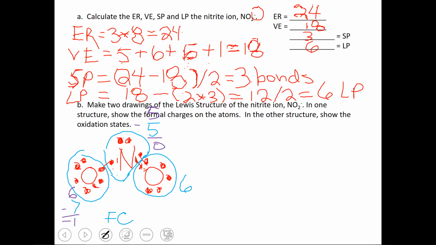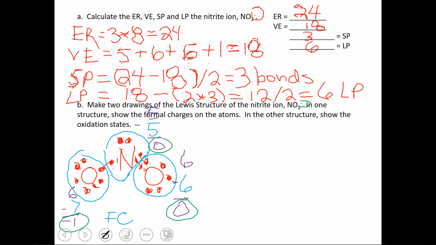Nitrogen is accustomed to 5 valence electrons, and it has 5 electrons around it, so its formal charge is 0. And the oxygen on the right has 6 electrons around it, and it is used to having 6 valence electrons around it, so its formal charge is also 0. Notice the sum of the formal charges adds up to the charge on the nitrite ion, which is -1.